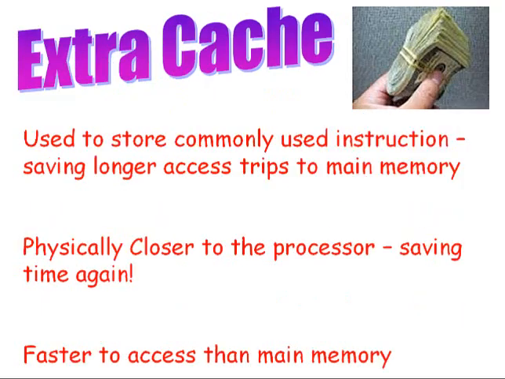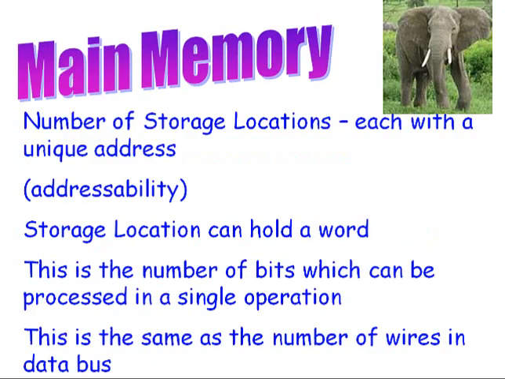So there's a couple of reasons why cache memory is better. It's physically closer to the processor, which saves time. It's a faster access memory than main memory, and it stores the most commonly used instructions. So it's faster at getting the most common things. So that improves the performance of the computer system as well.